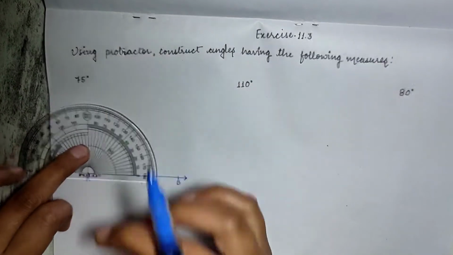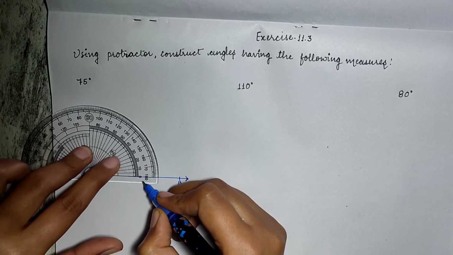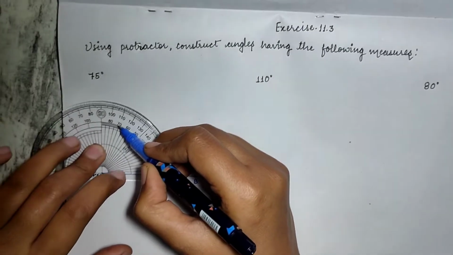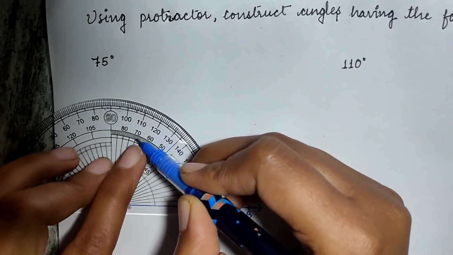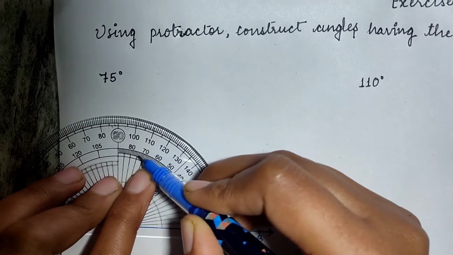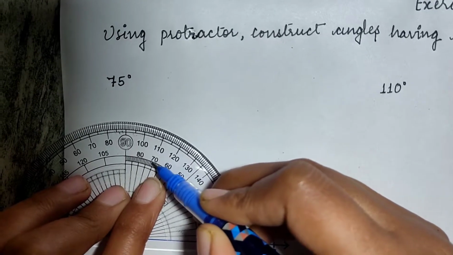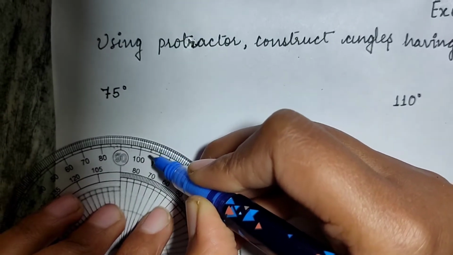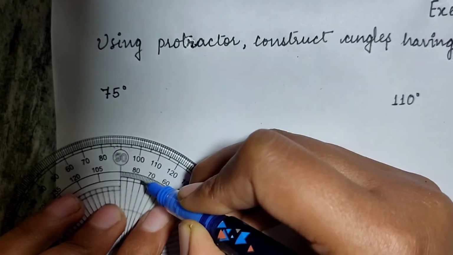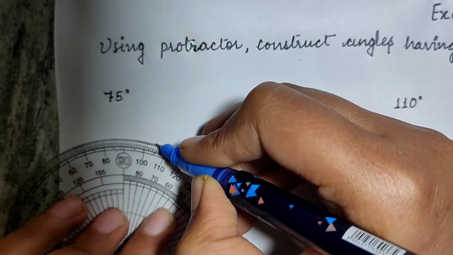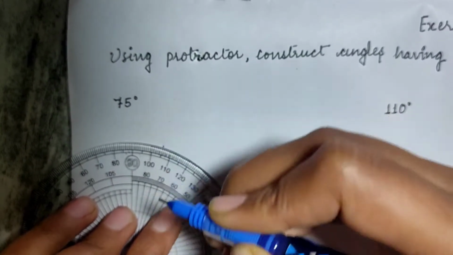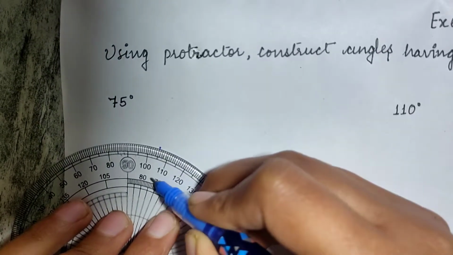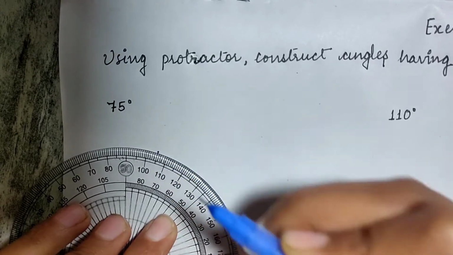Now we have to draw an angle of 75 degrees. So firstly find 70 in the given readings. So here you can see this is 70. After 70, 10 markings are given to us between 70 and 80. You can see this middle mark. This middle mark denotes 75. So put a point here on the middle mark between 70 and 80. This middle point will be 75.